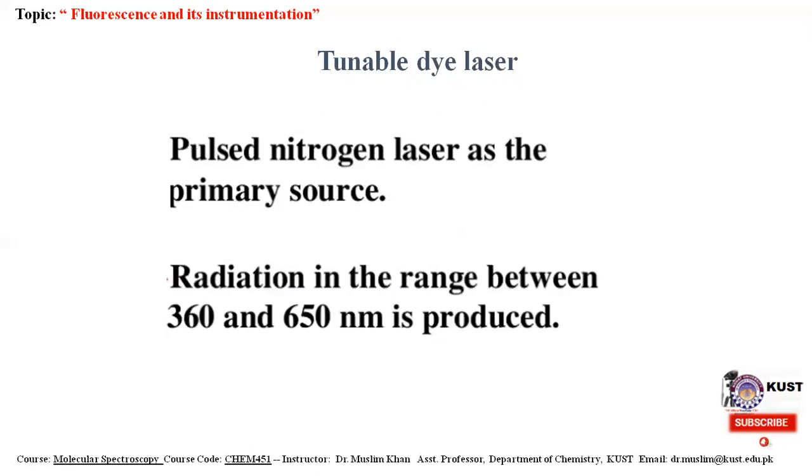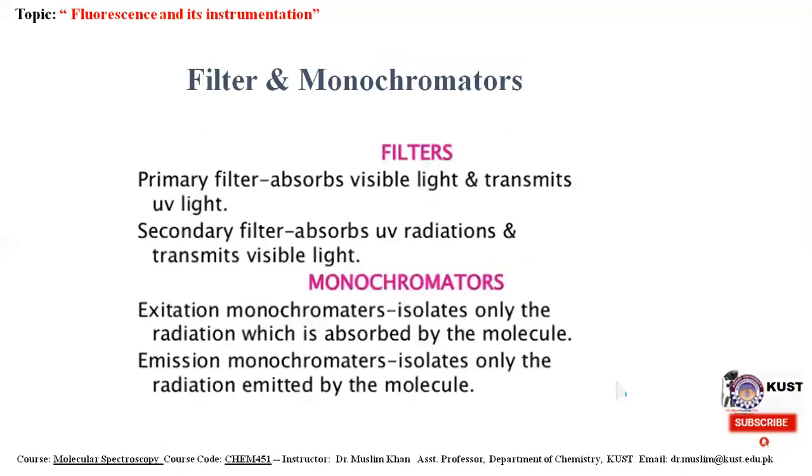This one is a tunable dye laser. This is the fourth light source used in the fluorometer. The pulsed nitrogen laser is the primary source in this tunable dye laser light source. The radiation range of this tunable dye laser is between 360 to 650 nanometer. These are the different light sources used in the fluorometer.